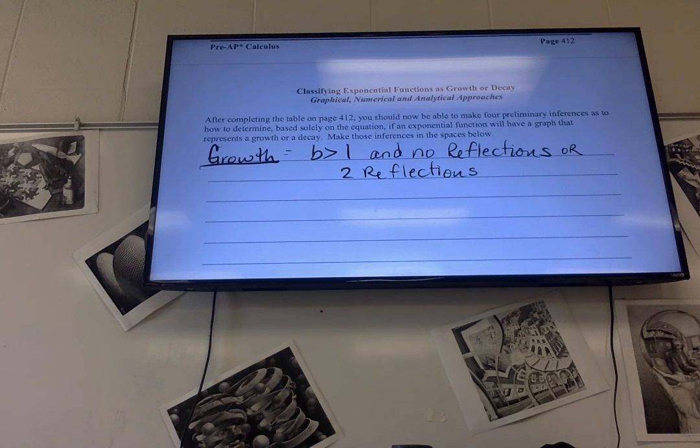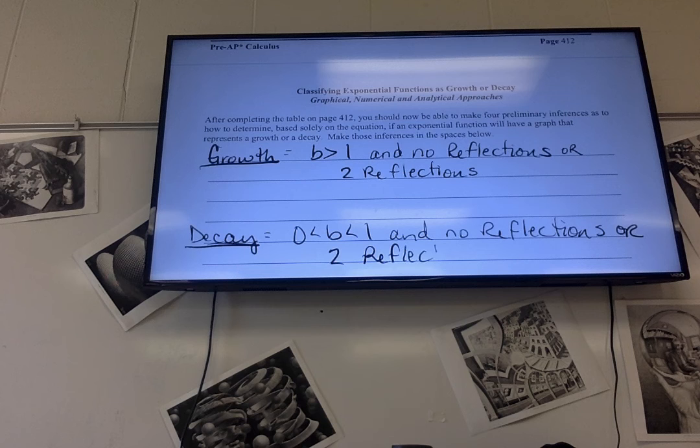Decay is going to work the same way. I'm going to skip a couple of lines here just so I have room, because we're going to add to it. And decay looks the same except for, instead of B being greater than 1, B is going to be between 0 and 1. Again, no reflections or 2 reflections.